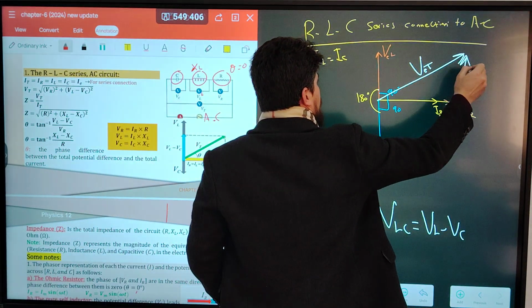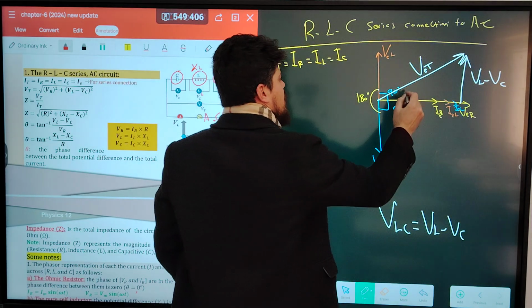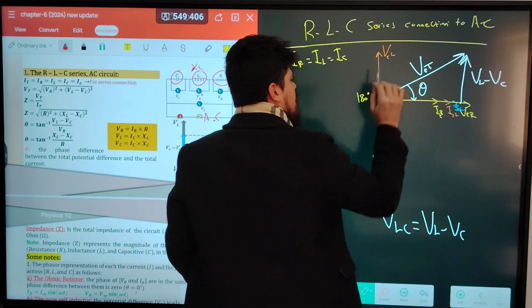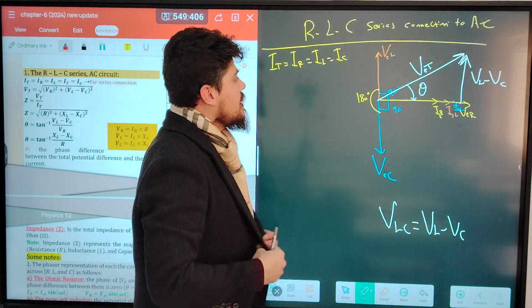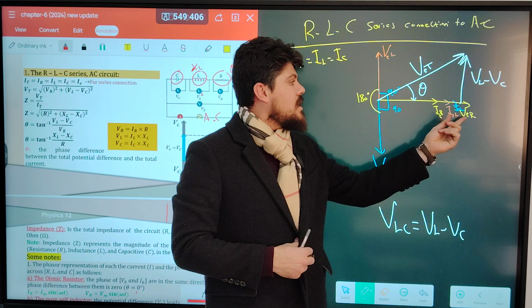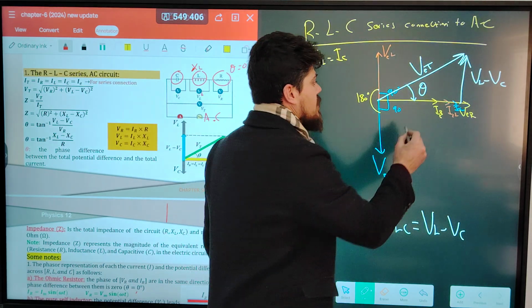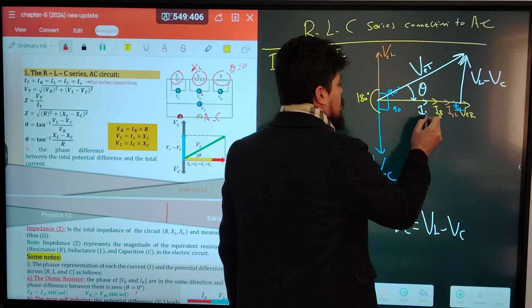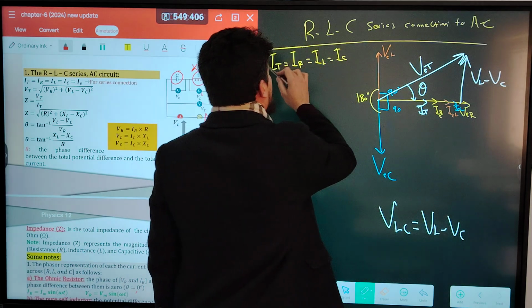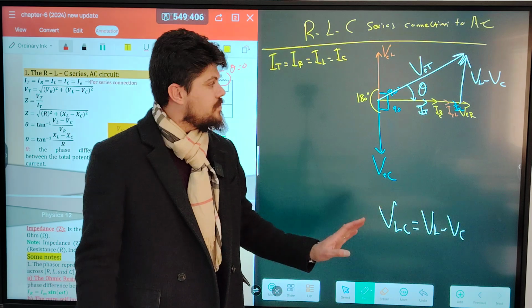Can we bring it to here? Yes. It becomes VL minus VC. What is this? This is angle. Angle between what? This is the angle between total potential difference and potential difference across resistance, or total current. Or we can say I total because no difference between them. I equals I total, IR, IC, and IL.